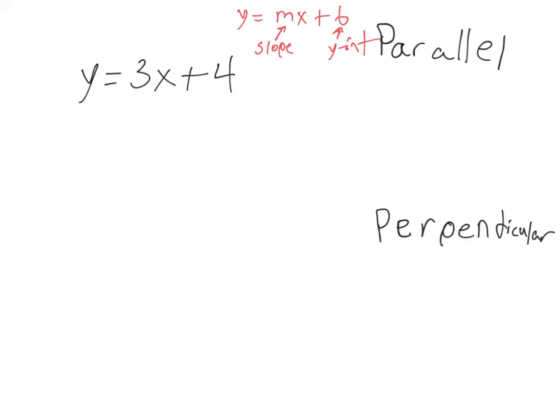In this video, we're going to review how to write equations that are parallel and perpendicular to a line in slope-intercept form. So I've given you the equation y equals 3x plus 4. I want to find the line that is parallel and perpendicular.